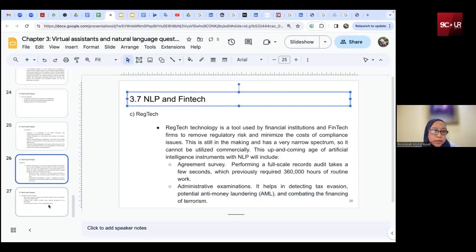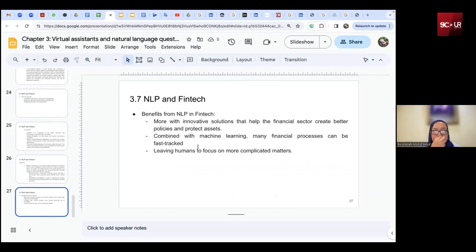Tak apa. Okay, NLP and benefits of NLP in fintech. So what is the benefit of NLP in fintech, in financial technology? So financial technology can include bank, insurance company, regulator pun macam cakap LHDN, tax institution. So it is included in fintech lah kan. So with more innovative solutions that help the financial sector create better policies and protect assets. So combined with machine learning, many financial processes can be fast-tracked and data-driven, giving time to focus on more complicated tasks. Faham kan ni?